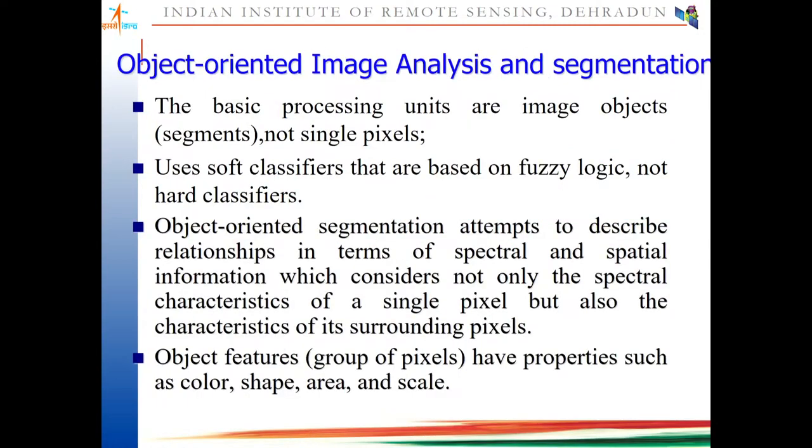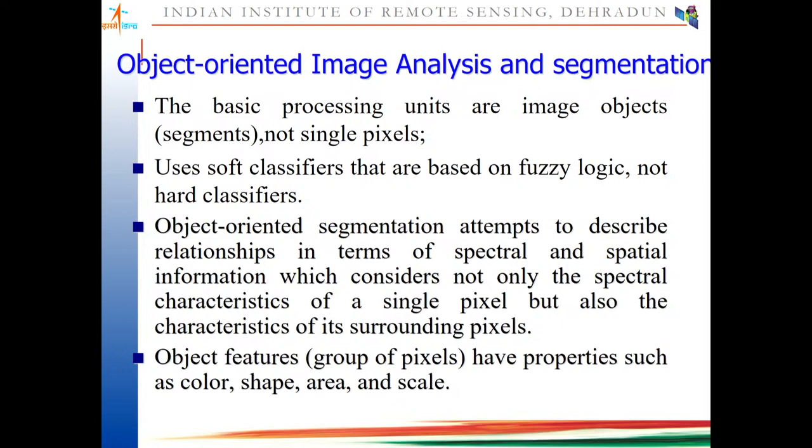Now the second part of the discussion focuses on how to do segmentation with object-oriented image analysis. The difference between object-oriented image analysis based segmentation or classification methods is that, as in the previous case, we had seen that we focused on single pixels as units for classification. Now here the basic processing units are not single pixels but image objects or segments. Now this method uses soft classifiers, for example fuzzy logic, and not hard classifiers like the ones we have seen previously.